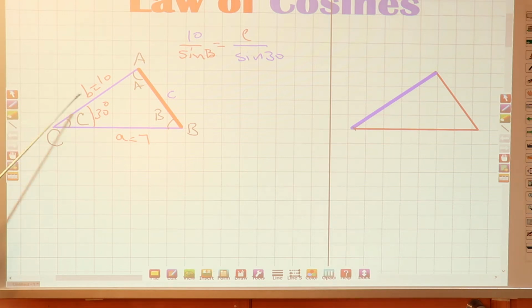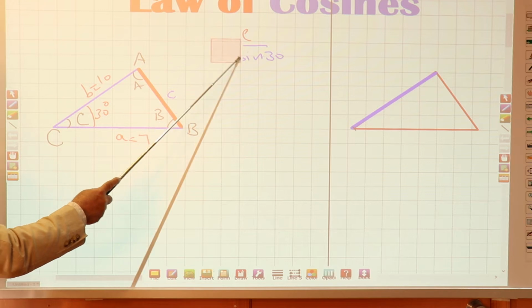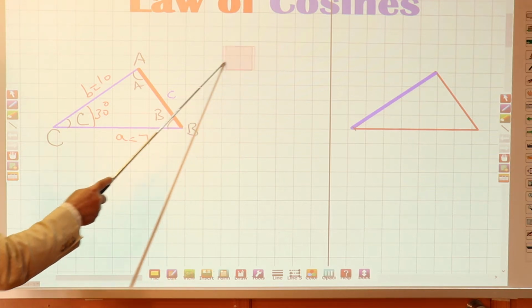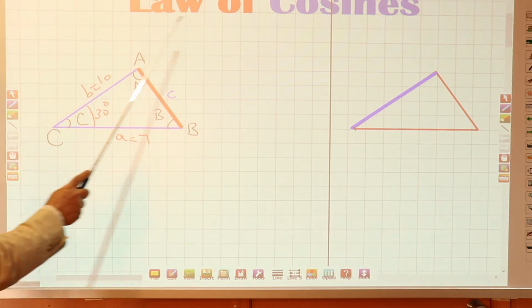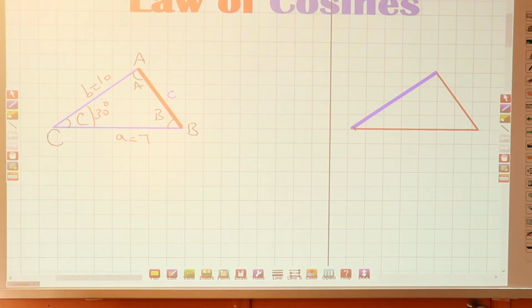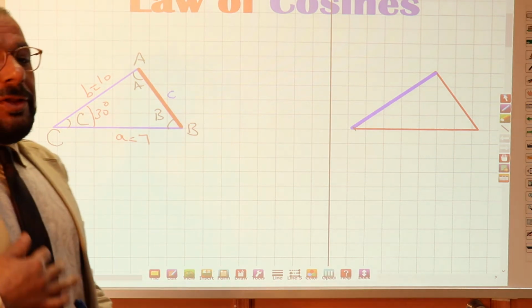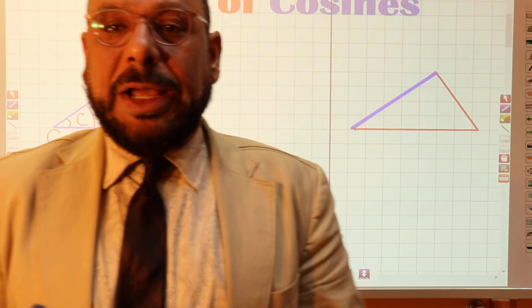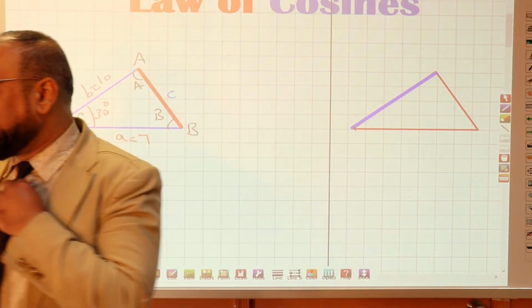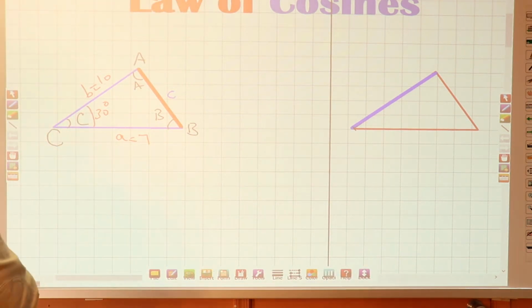I don't need it. Then I need what? To apply a new law, which is the law of cosine. The law of cosine is easy to memorize.